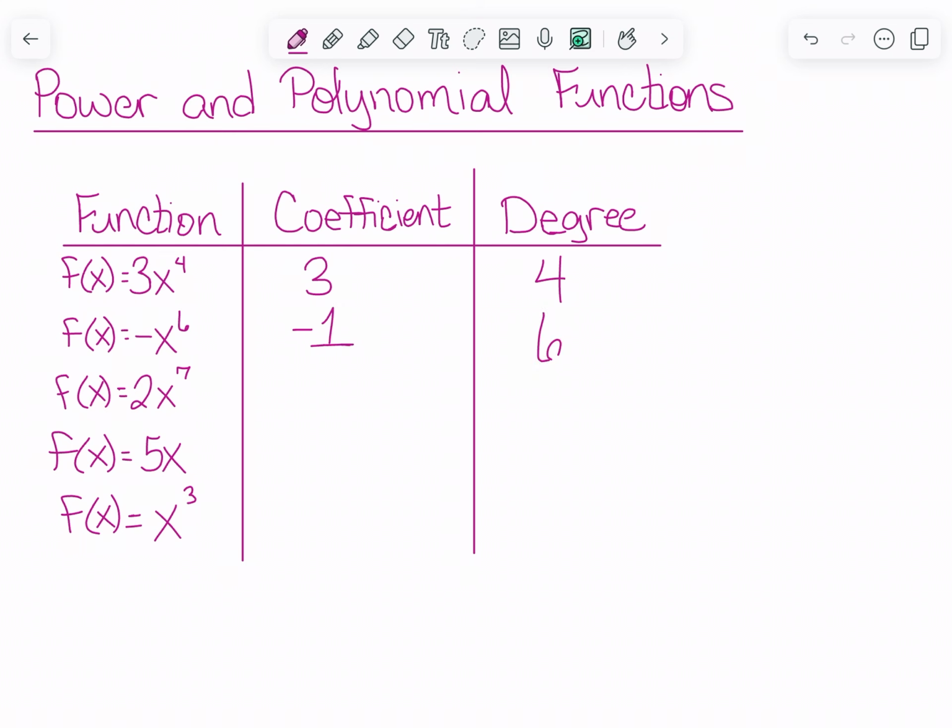Next, we have 2x to the seventh. In that case, the coefficient would be 2, and the degree would be 7. For the power function 5x, my coefficient would be 5. When we see an x without an exponent, that means the degree is 1, so the degree here would be 1. Finally, for x cubed, when we don't see any coefficient, that's the indication that the coefficient is 1, and in this case my exponent is 3, so that is the degree. So now we have found all of the coefficients and degrees of these particular power functions.